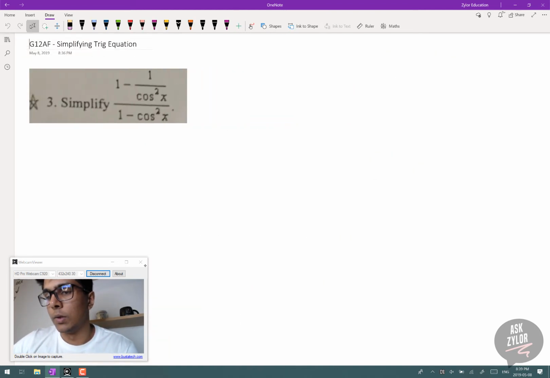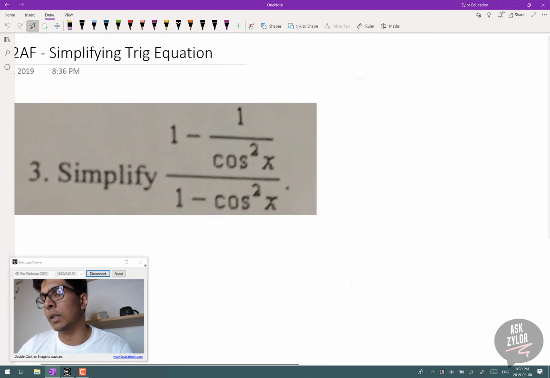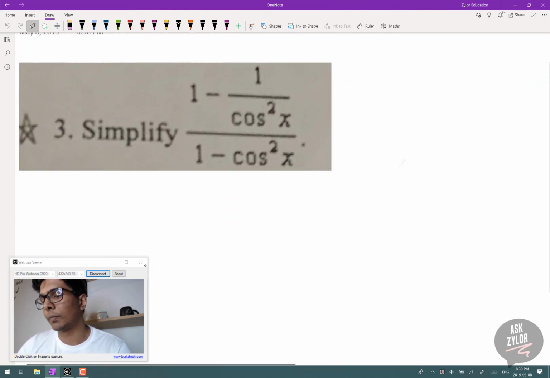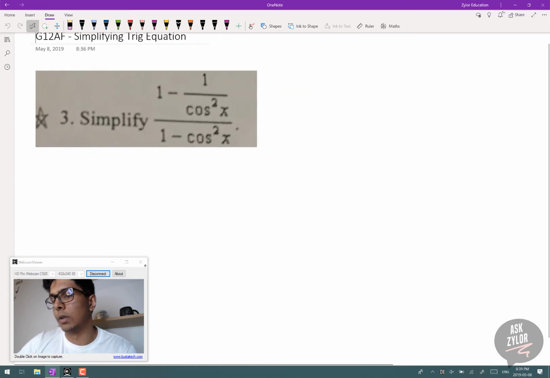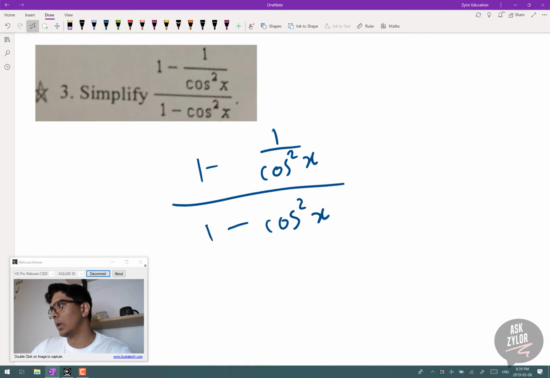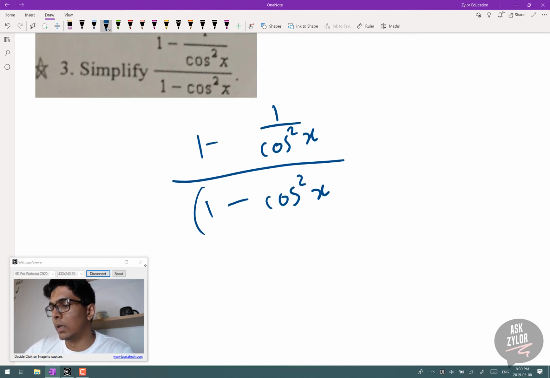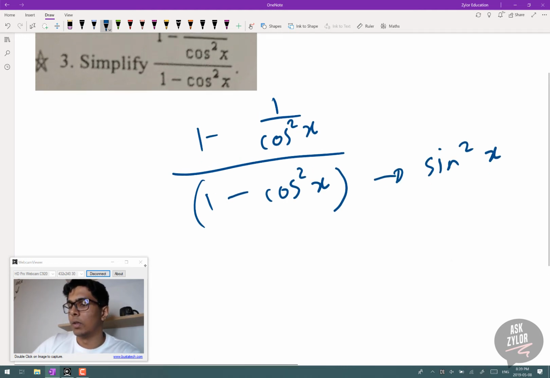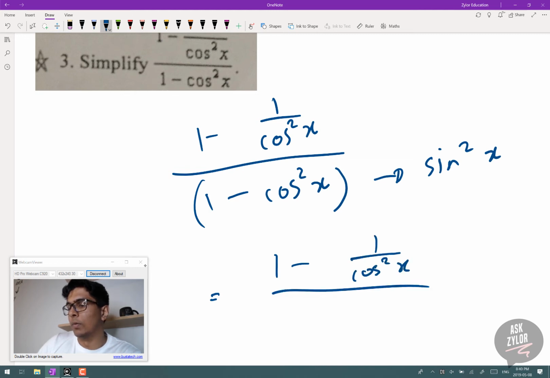Okay, so there's a grade 12 advanced functions question. It's dealing with simplifying trig equations. Okay, so I'm just going to go ahead and rewrite this. 1 over cos squared x, 1 minus cos squared x. Okay, so what I can do for this is I'm going to replace the denominator with sine squared x. So I'm left with 1 minus 1 over cos squared x over sine squared x.